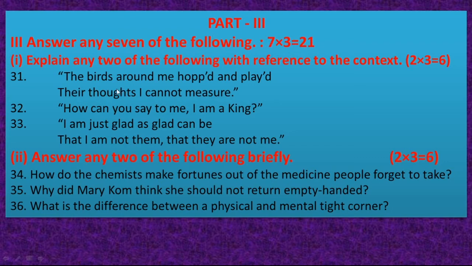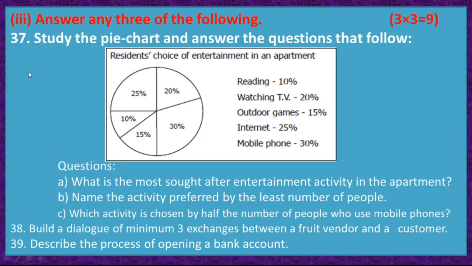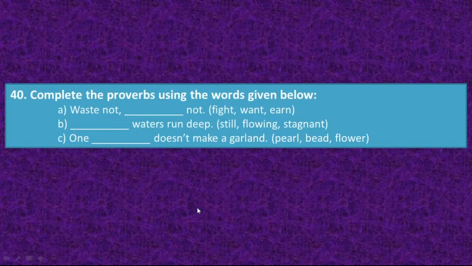Okay, three more questions. You have to attend only two, and this is prose, three more questions. You have to attend any two, and here I attend any three. One is the pie chart, bar chart, that maybe it will be asked to build a dialogue, minimum, describe the process of opening a bank account. It's a model, or complete the proverbs using the words given below. So these are the questions that will be asked under this part 3.